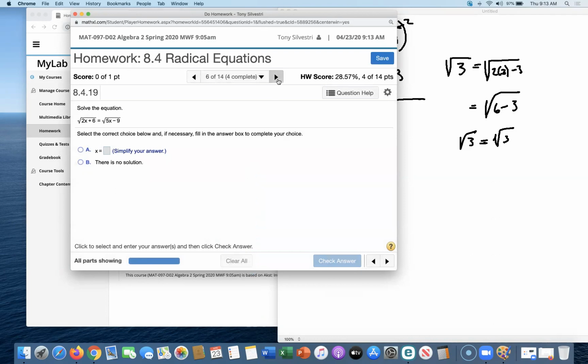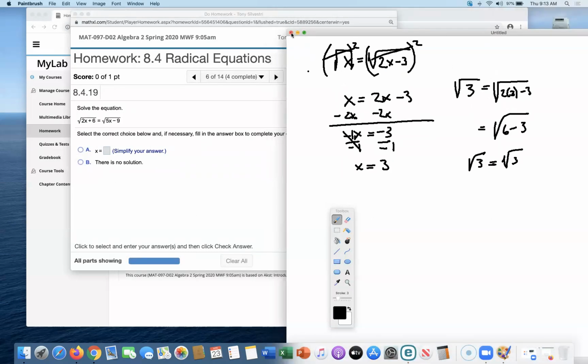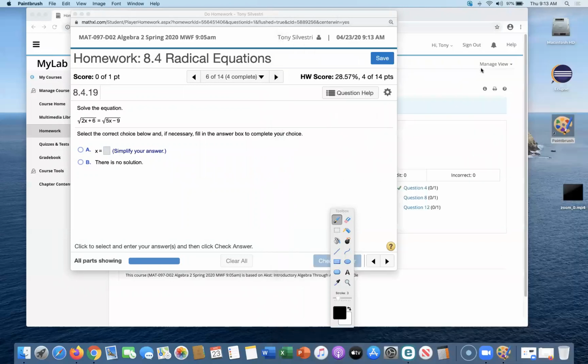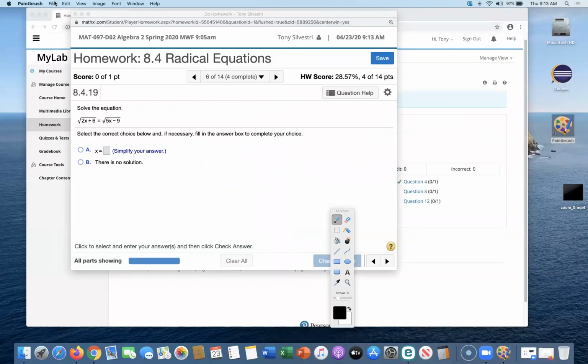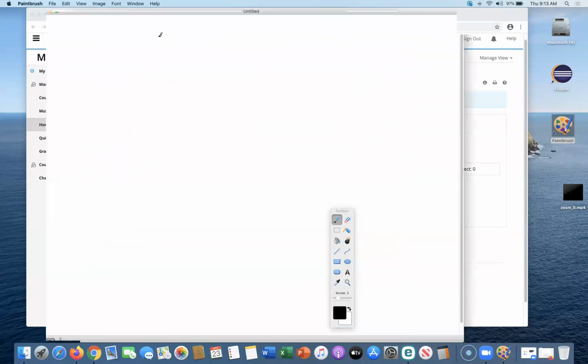Let me see what the next one is. Okay, got 3 of those problems. I might need some more space, so let's get rid of this. Don't save it. Okay, file new.